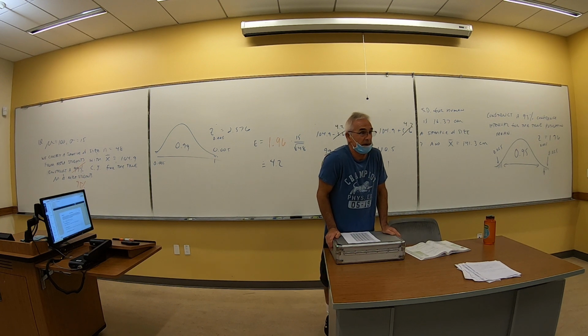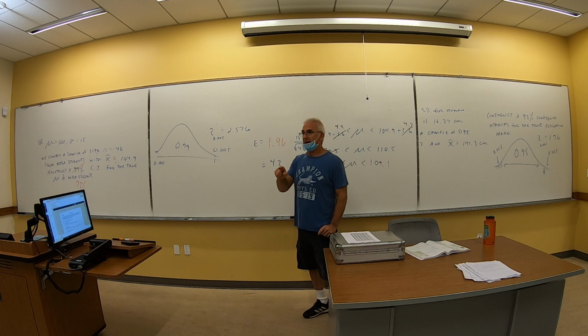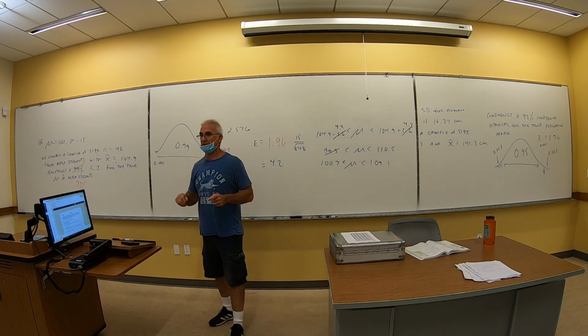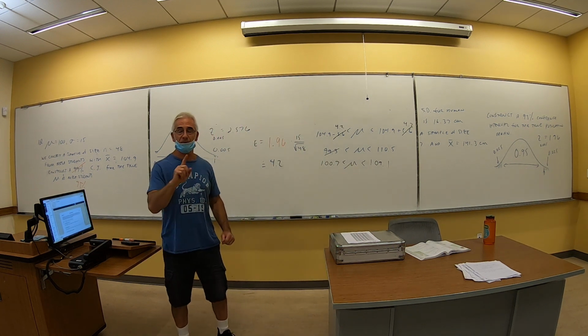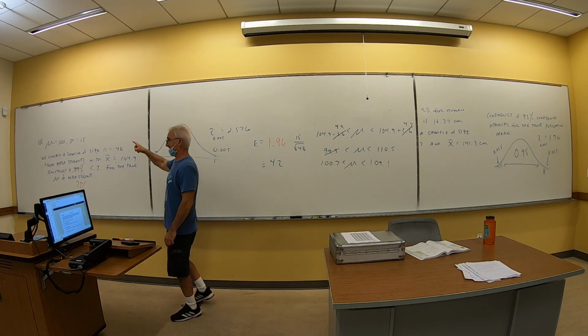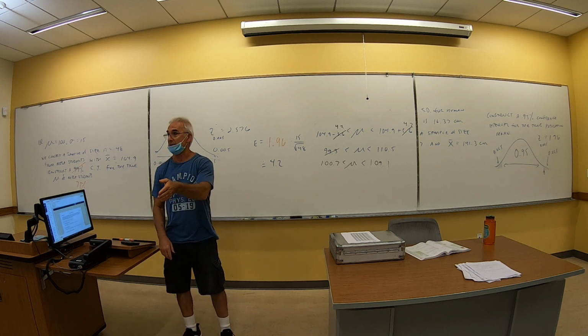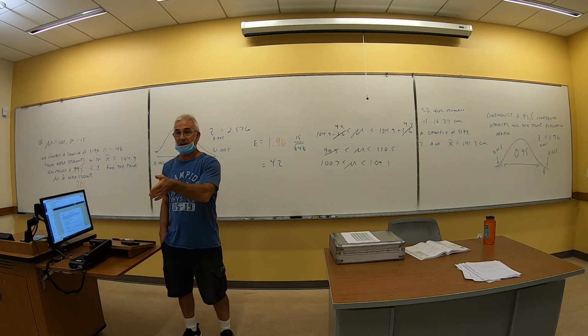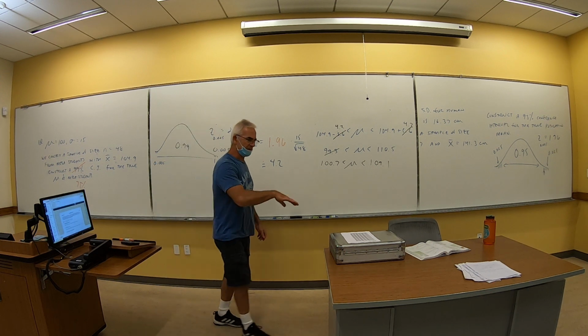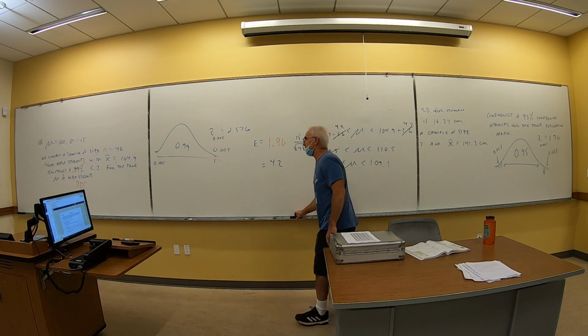They're computer generated also. A T table is used when I have to use S instead of sigma. I don't have sigma, so I have to use the actual sample standard deviation. And if that's the case, I can't use Z, not if I'm using S for the tables. So there's some information and some language that's a little bit different.